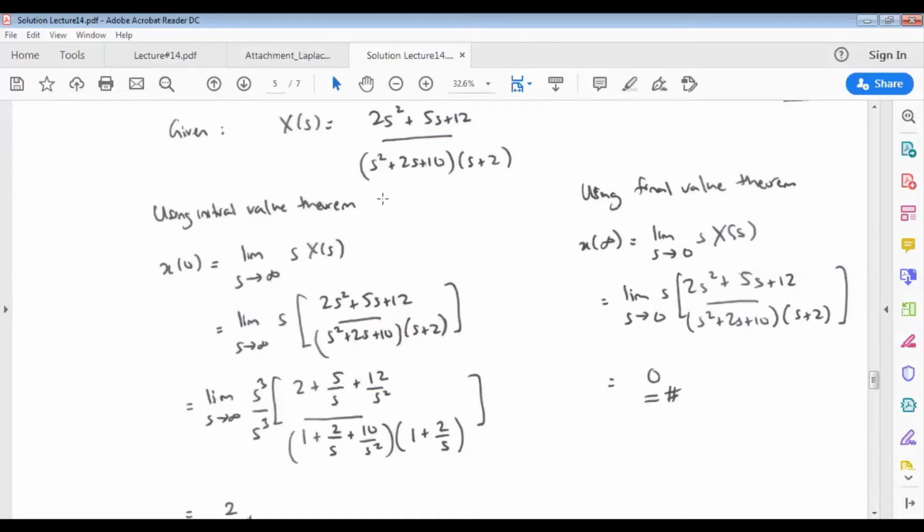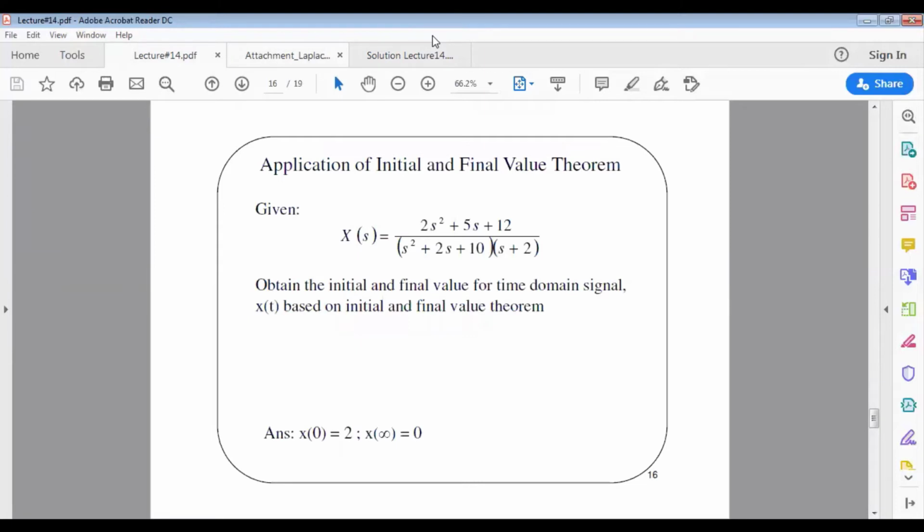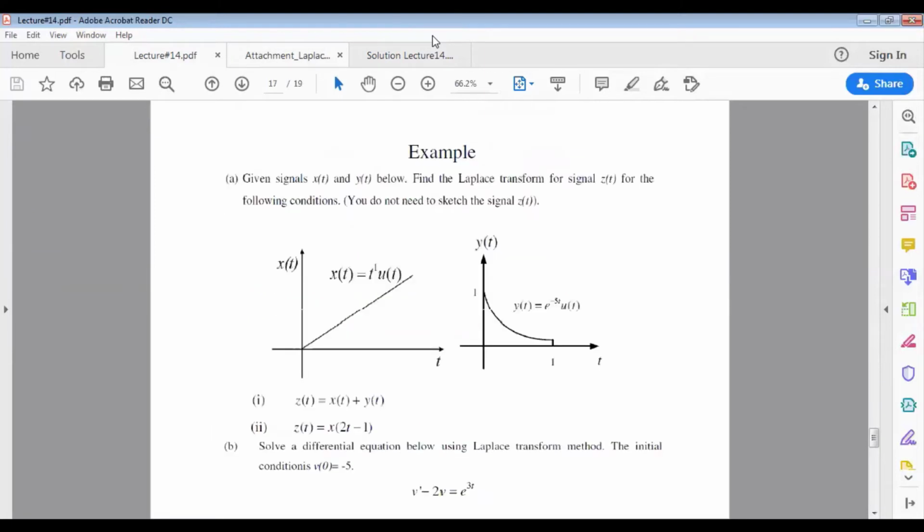Hopefully you understand the initial and final value theorem. That should be the end of the properties of the Laplace transform. So let's have a look at examples related to the properties of the Laplace transform.